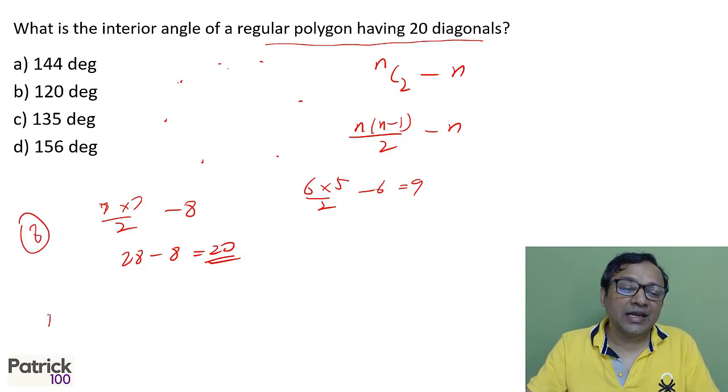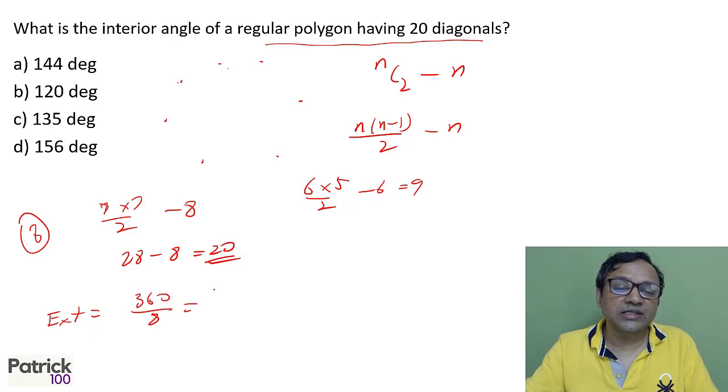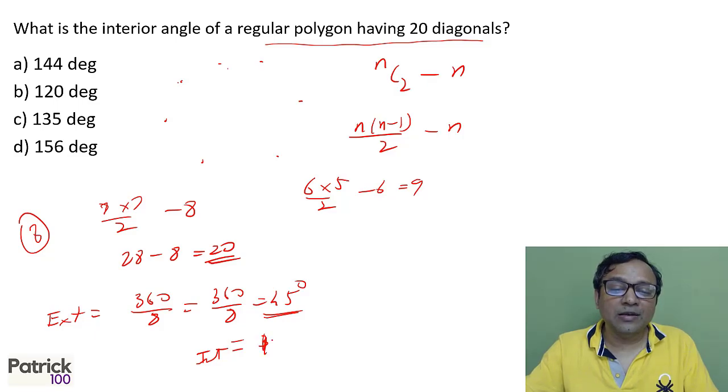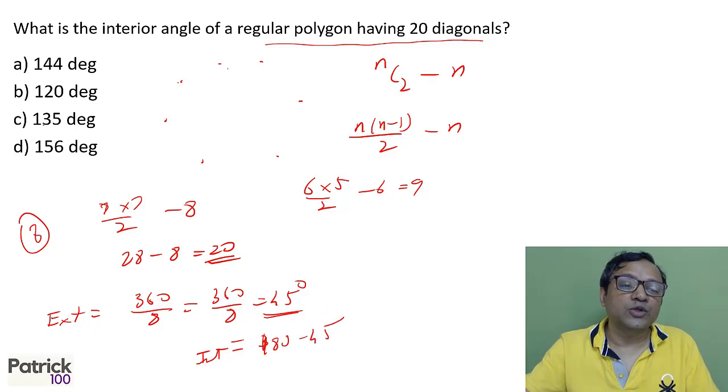If the number of sides is 8, the exterior angle is nothing but 360 upon the number of sides, which is 360 upon 8, which will be 45 degrees. The exterior angle is 45 degrees. So the interior angle will be 180 minus 45 degrees, which will be 135 degrees.